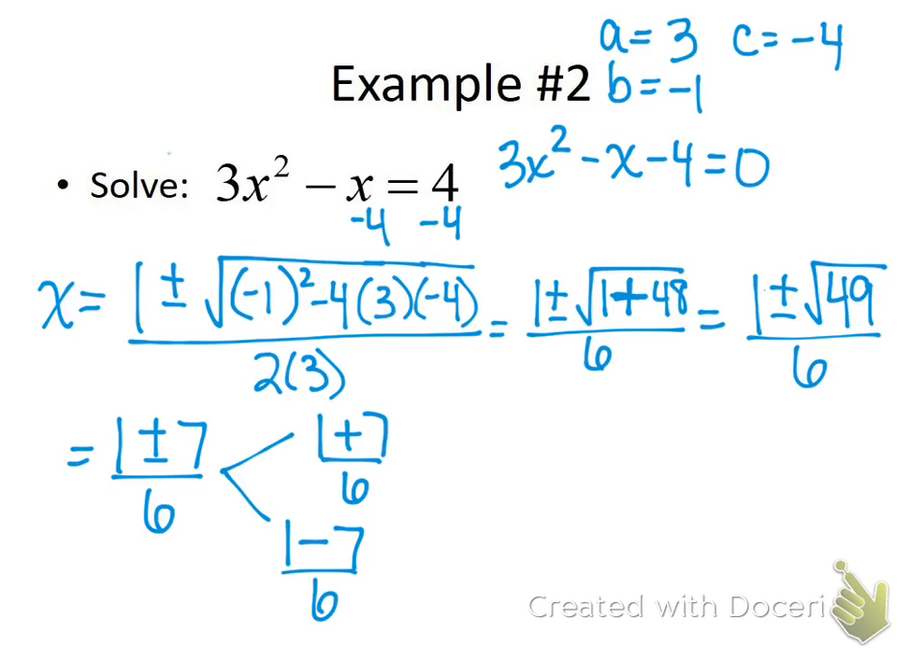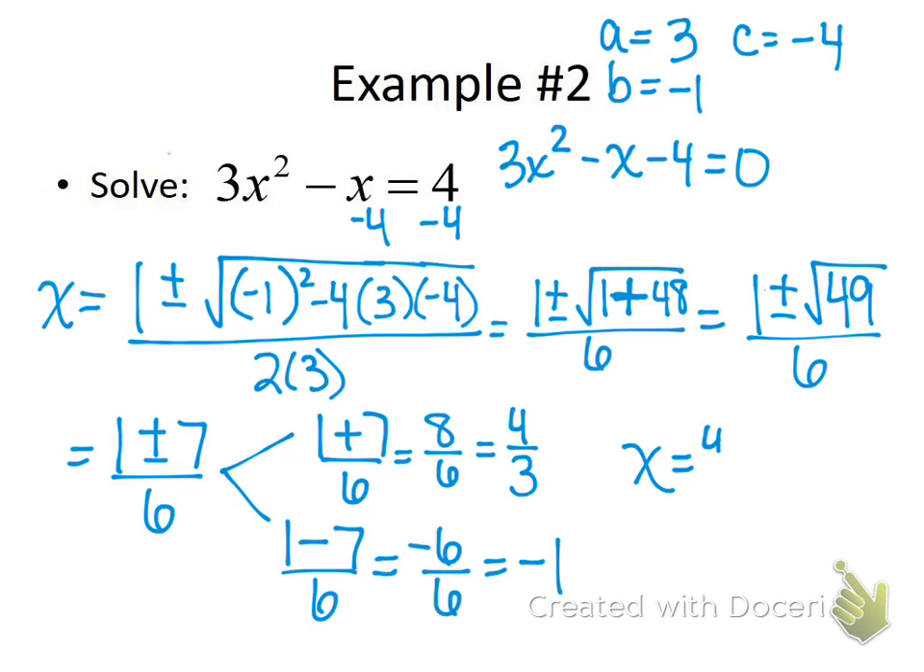1 plus 7 is? 8. 8 divided by 6 simplifies to be? We're just simplifying that fraction. 4 over 3. And then we've got 1 minus 7. That's? Negative 6. Divided by 6 is? Negative 1. So my answers are x equals 4/3, x equals negative 1.